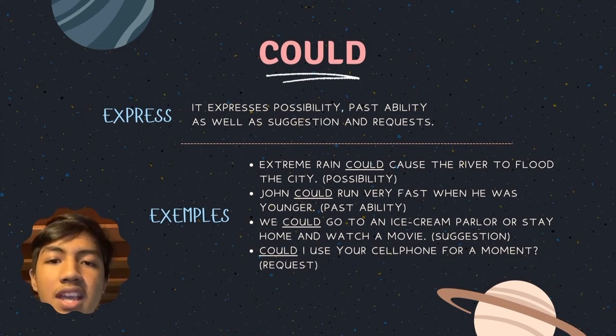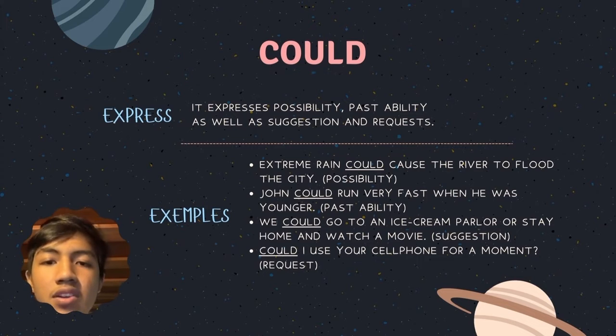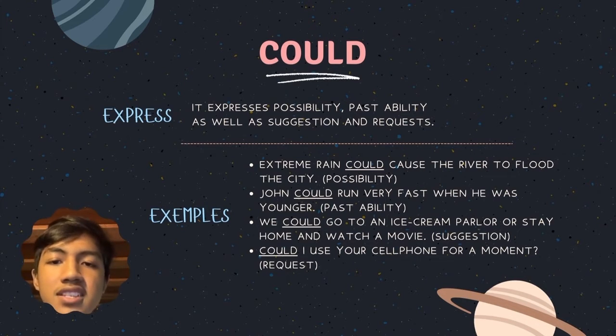3. We could go to an ice cream parlor or stay home and watch a movie. It's a suggestion sentence. And then 4. Could I use your cell phone for a moment? It's a request sentence.